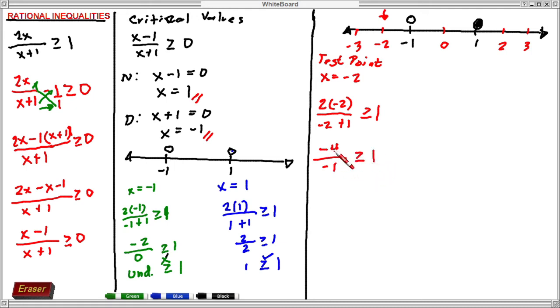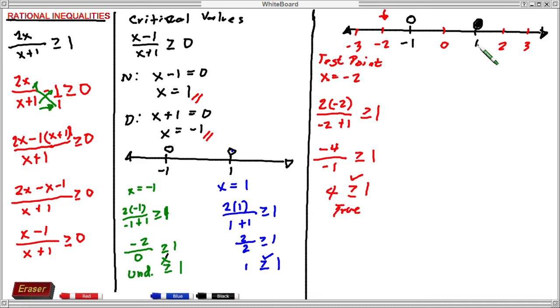And we all know that negative 4 divided by negative 1, the answer is positive 4. Negative divided by negative is positive. And greater than or equal to 1. And 4 is greater than 1. So therefore, this is true. Okay? This is true.